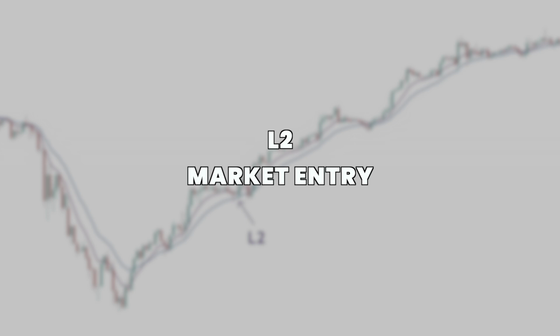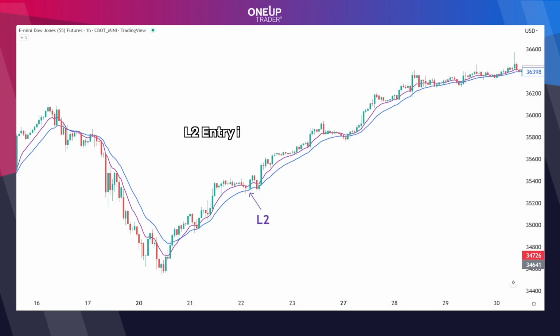With the L2 entry now, we need similar characteristics to be in place as we had with the L1 entry. We still need to see the moving averages diverge, and we still need to see a clear trend with higher highs and higher lows being formed, of course, if the trend is moving upwards, and lower lows with lower highs, of course, if the trend is moving downwards.